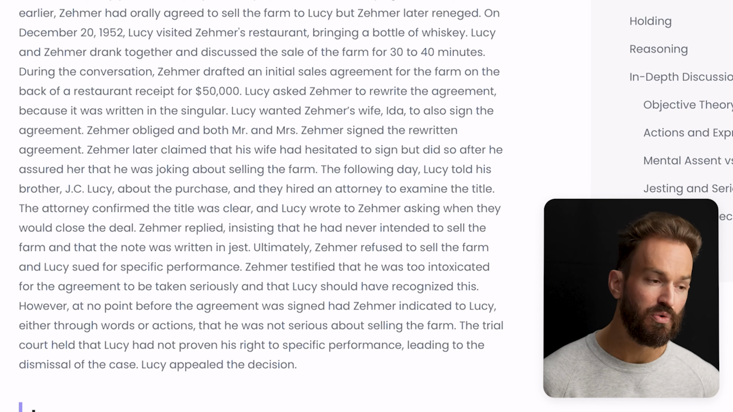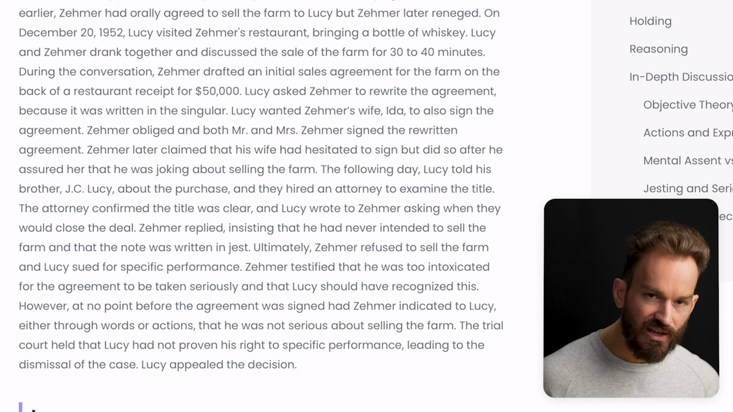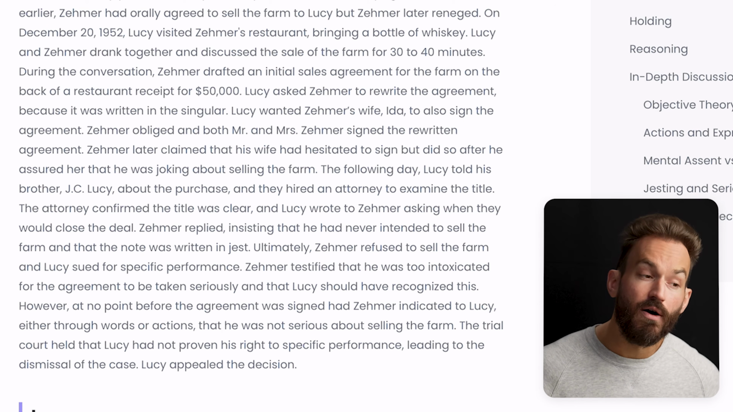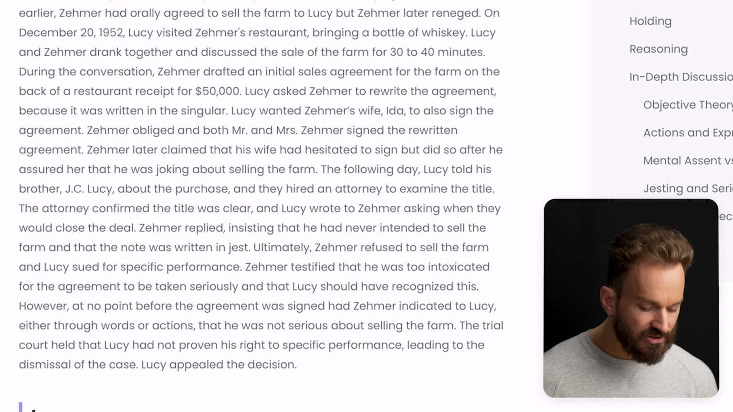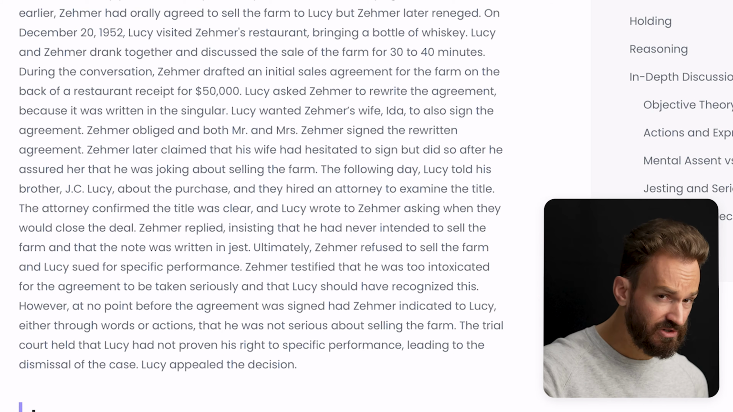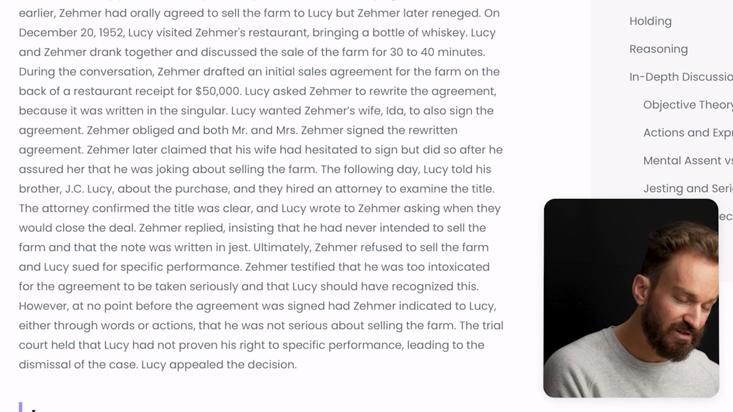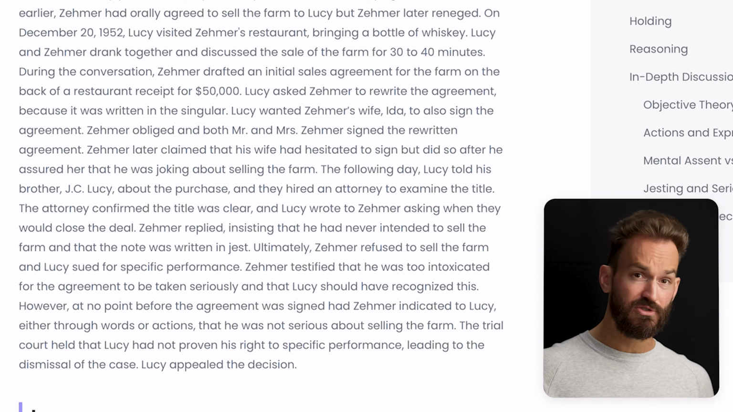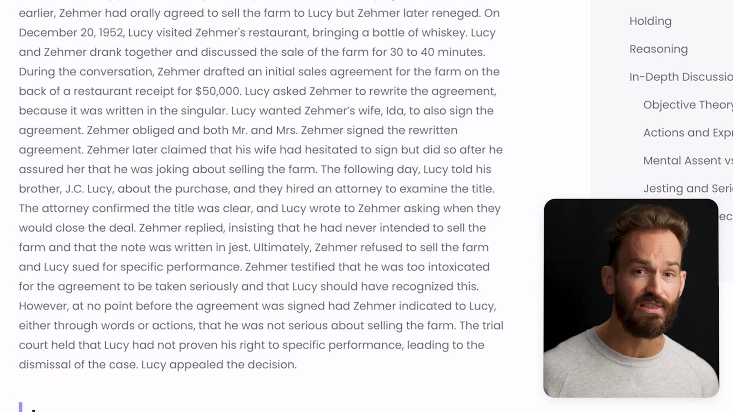And that takes us to December 20, 1952. Lucy goes to Zehmer's restaurant, brings a bottle of whiskey. They talk about selling the farm over 30 to 40 minutes. During the conversation, Zehmer drafts that initial sales agreement. Lucy looks at it and says, yeah, this is pretty good for $50,000. However, I want your wife to also sign this. Zehmer says okay, rewrites the agreement to have his wife on it too. They both sign this rewritten agreement. So Lucy thinks at this point, great, I'm getting the farm, finally, Ferguson Farm for $50,000.